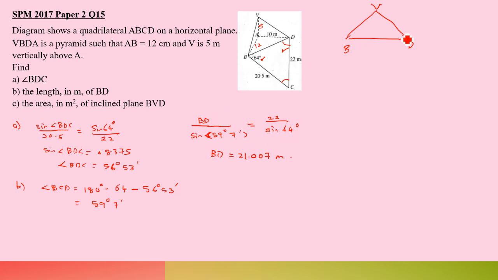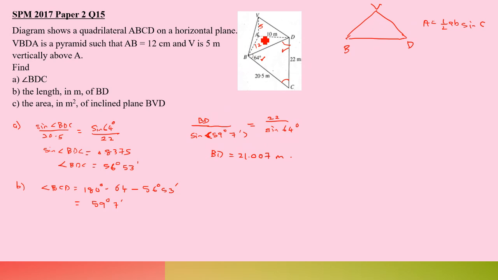If you want to find the area of this, you must know at least two of the sides and one included angle. So we can use the formula for area, half ab sine C. Can we find any one of them? Yes. For VB, can you see very clearly?